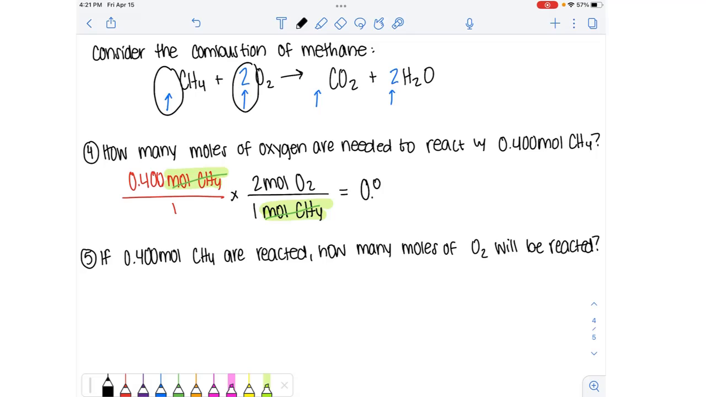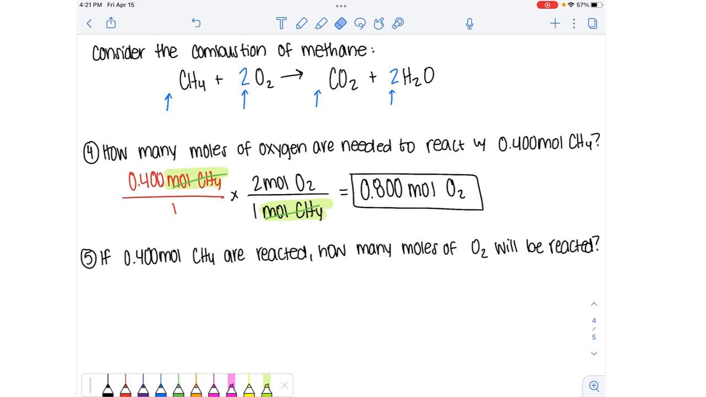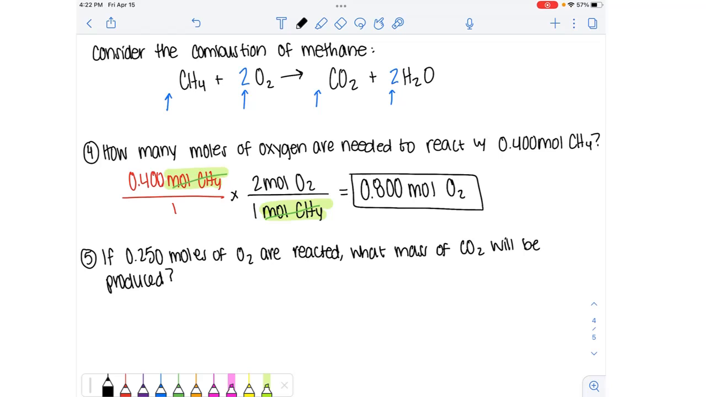So our final answer is 0.800 moles of oxygen. If we were running this reaction, we would need 0.8 moles of oxygen to react with our 0.4 moles of methane. So we can use mole ratios to help us convert between values of different substances. Now if we're going to take 0.25 moles of oxygen, we want to figure out how much CO2 we can produce. Let's assume here that we have unlimited amounts of methane to react.